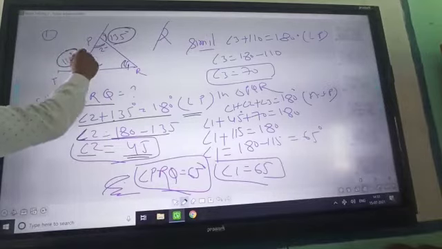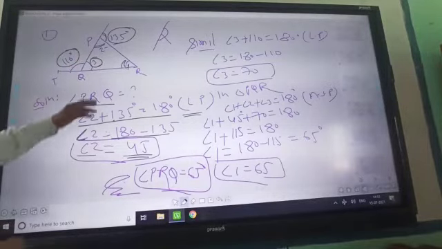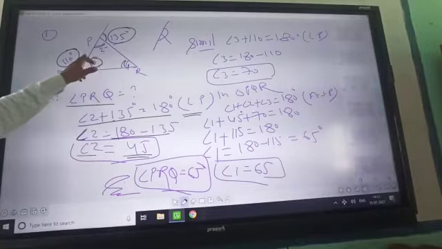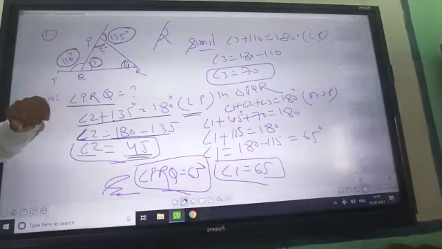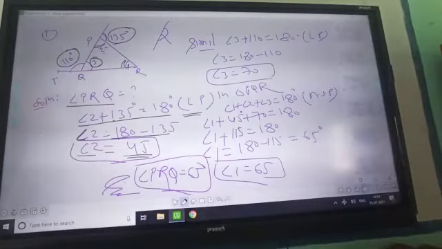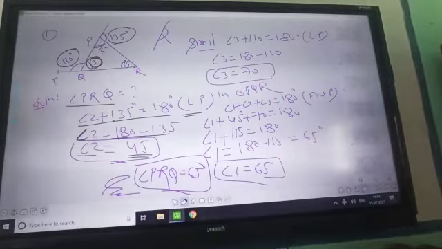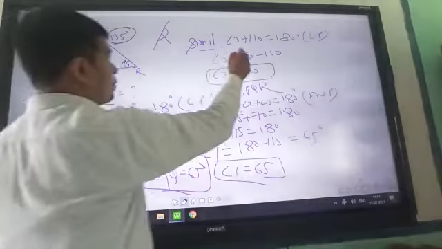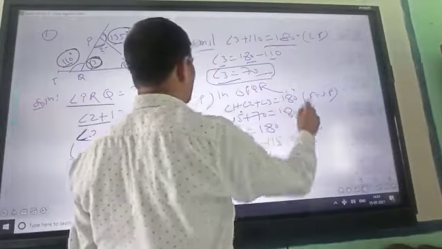Now if we are able to find the value of angle 3, then we can easily find angle 1, because the value of angle 2 is known. Then we can apply the angle sum property of a triangle, that means the sum of all the angles of a triangle equals 180 degrees. So our approach will be to find angle 3. Angle 3 plus 110 equals 180 by linear pair. So angle 3 equals 180 minus 110, angle 3 equals 70 degrees.